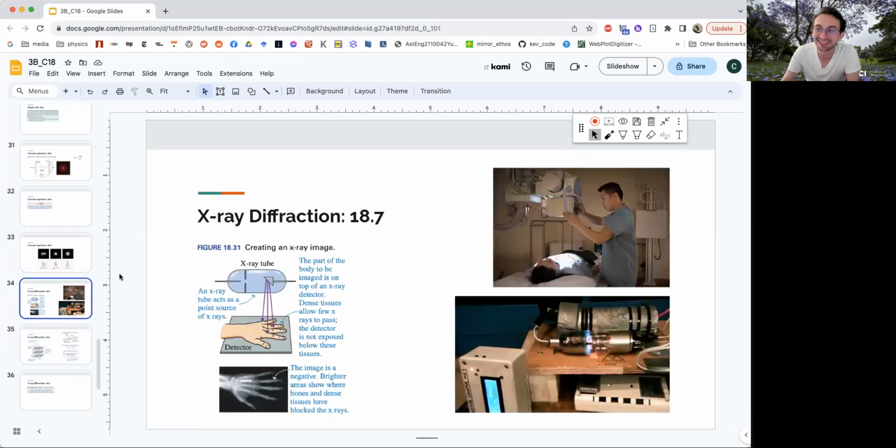Okay, so we're almost done here. I know I would be almost going over time in the classroom, but we're just going to finish this up in one nice lecture. So the last section in chapter 18 is section 18.7, which is about X-rays and also X-ray diffraction.